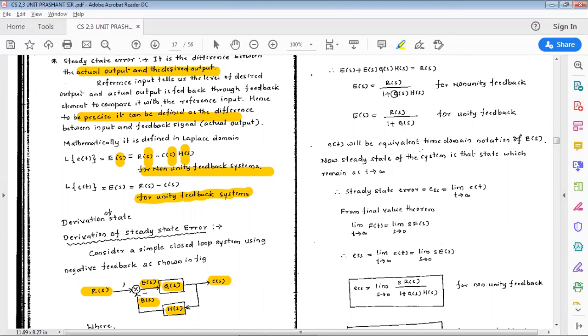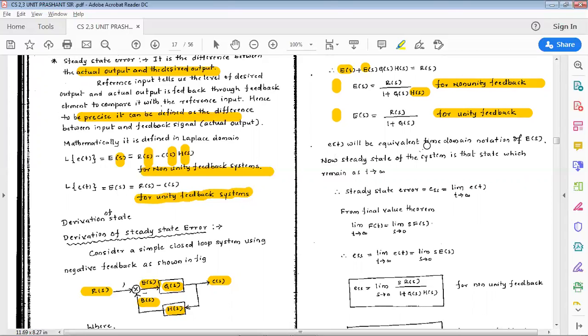Substitute back here again. So E(s) plus E(s)G(s)H(s) is equal to R(s). We want the error signal in this case, so we take E(s) common on the left side. So E(s) is equal to R(s) divided by 1 plus G(s)H(s). This is for non-unity feedback systems. If we have a unity feedback system, then H(s) will become 1. Therefore, E(s) is equal to R(s) divided by 1 plus G(s) for a unity feedback system. These two are very, very important.